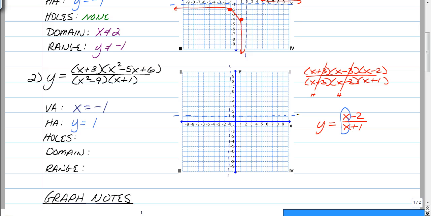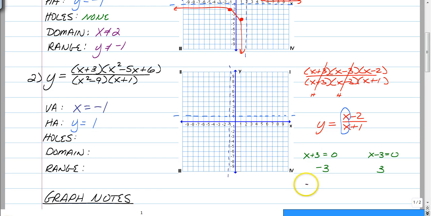And now we have to talk about holes. The hole happens when something cancels out. So we had an x plus 3 cancel out, so we set it equal to 0. And we have an x minus 3 that canceled out, so we set that equal to 0. We get a negative 3 and a positive 3. But what we do with those is we plug them into the simplified equation.